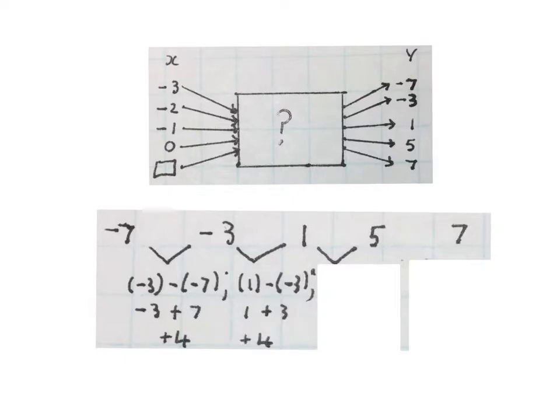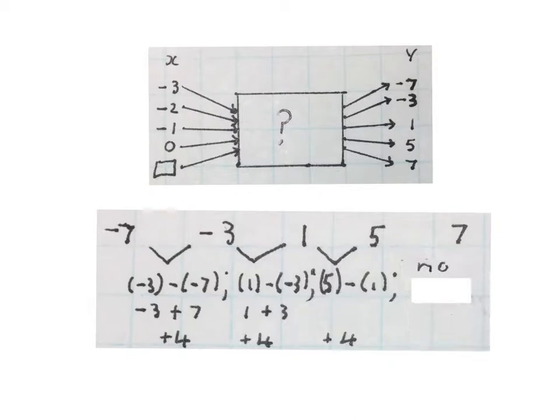When you take the 1 minus the minus 3, you're going to get a plus 4 again. And if you take the 5 minus the 1, you get a plus 4 again. So we see we have a constant difference of plus 4. If you now minus the 7 minus the 5, you will see it gives you a 2. So this one is odd out.